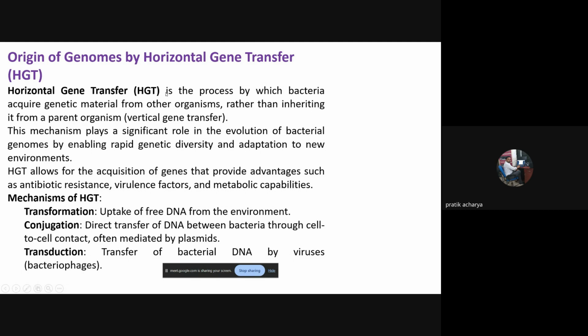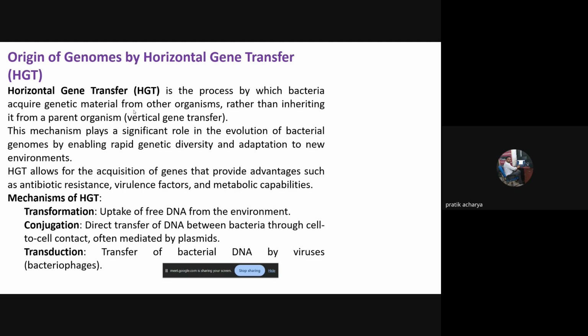They are different from each other in this manner: if the organism acquires genetic material from other organisms, from other sources apart from its parents, then that kind of gene transfer is known as horizontal gene transfer. But on the other hand, if the organism acquires genes from its parent, that is known as vertical gene transfer. What happens in our case?